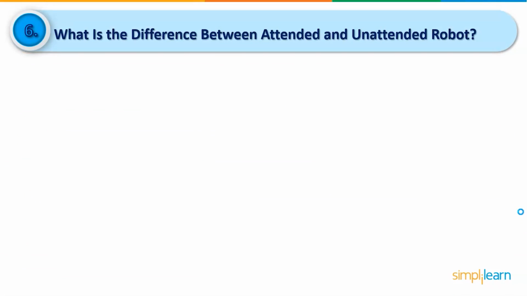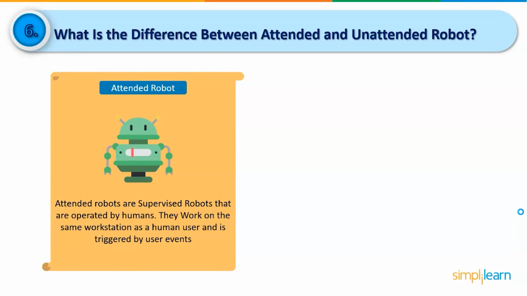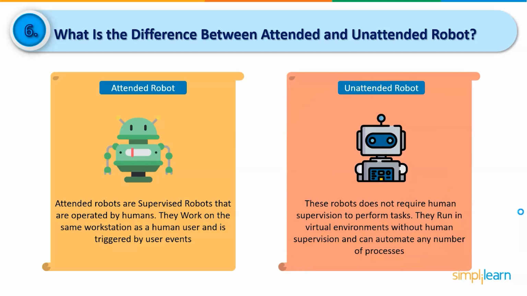What is the difference between attended and unattended robots? Attended robots are supervised robots that humans operate. They work on the same workstation as a human user and are triggered by user events. Unattended robots. Unattended robots are those that do not require human supervision to perform tasks. They run in virtual environments without human control and can automate any number of processes.